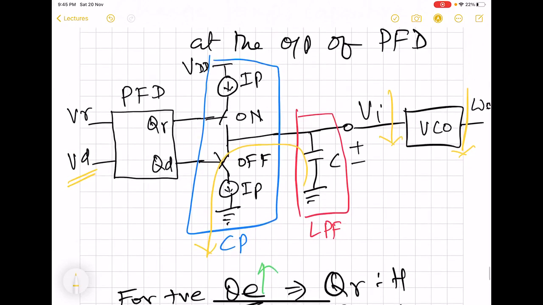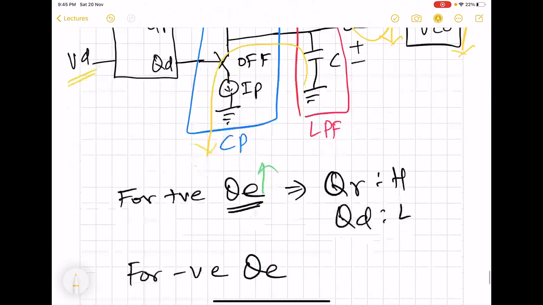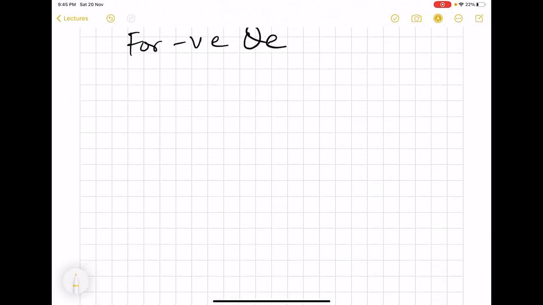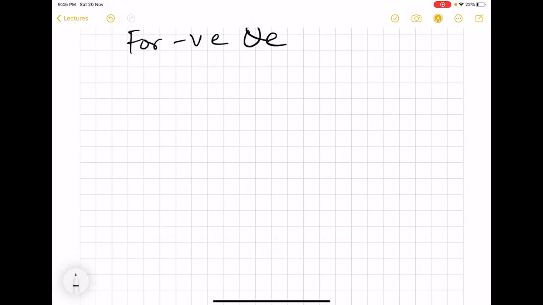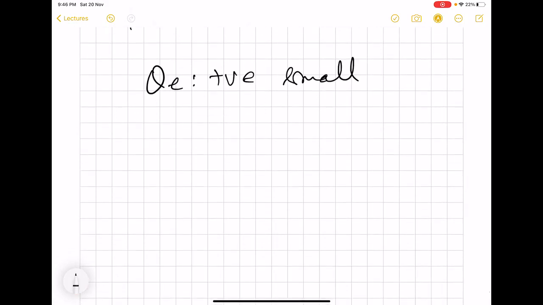Now we can calculate or find the expression for this Vi, how this Vi will vary with time. What we see here is that whenever a QR or QD pulse occurs, say for example QD pulse occurs again and again, there will be a short duration for which charge will be pumped into the capacitor. Let us say that the phase error is positive and small. In this case, this QR is going to be a pulse like this.